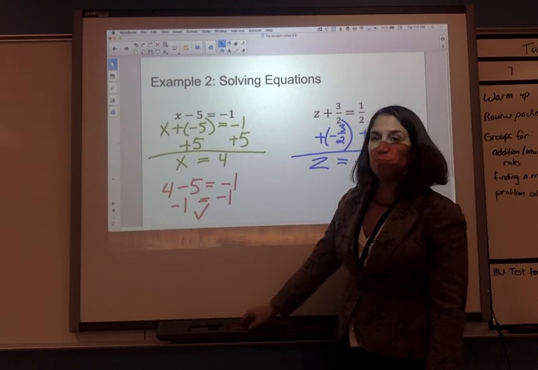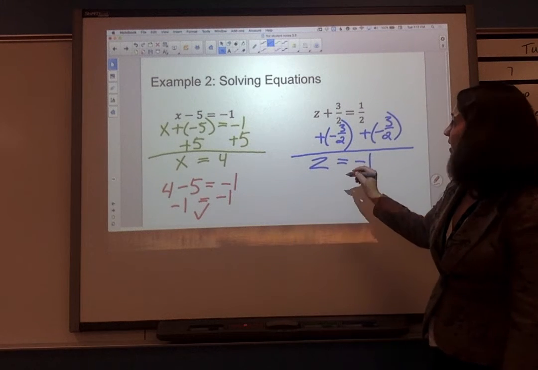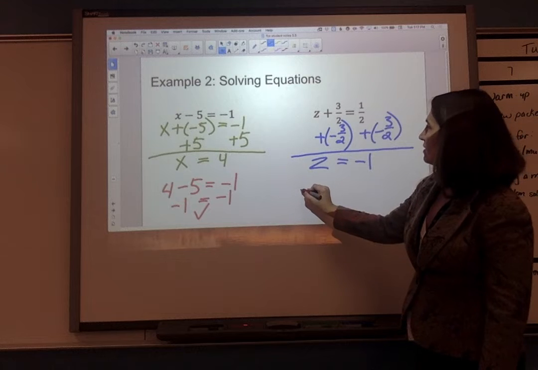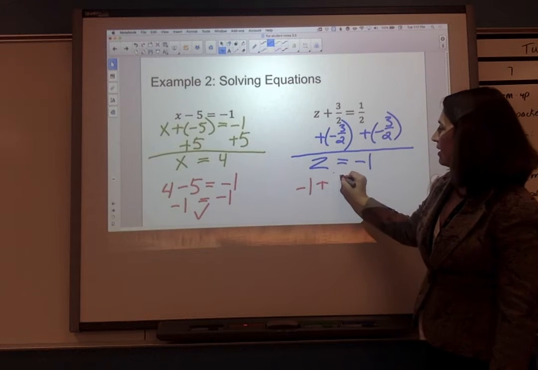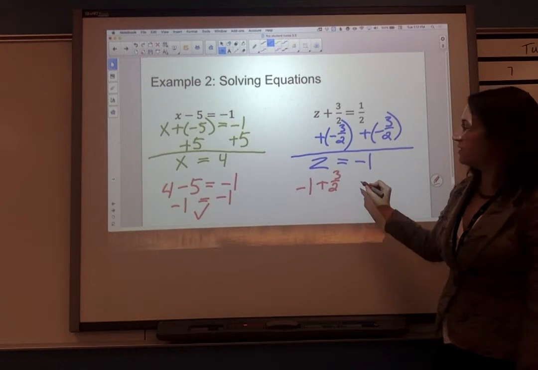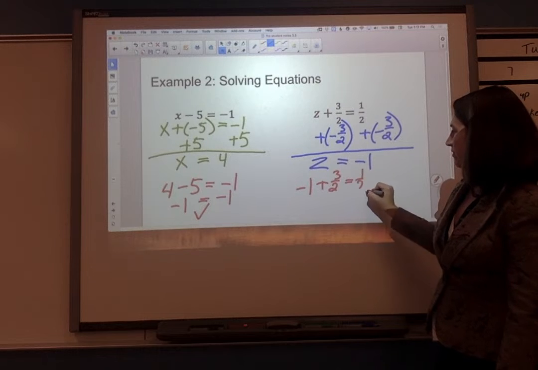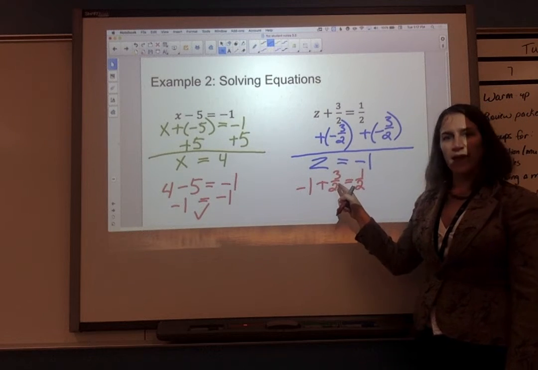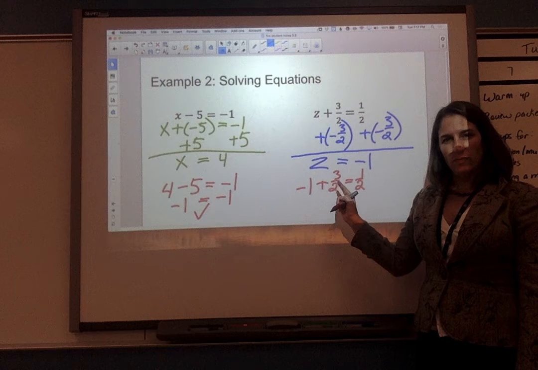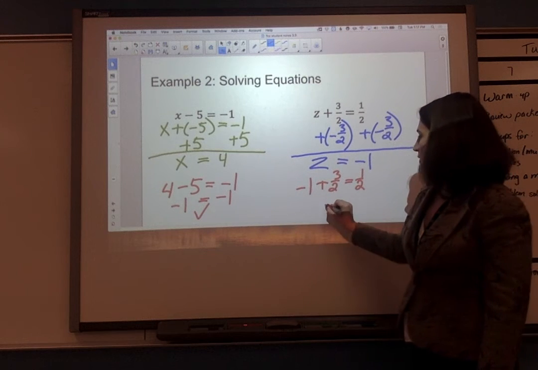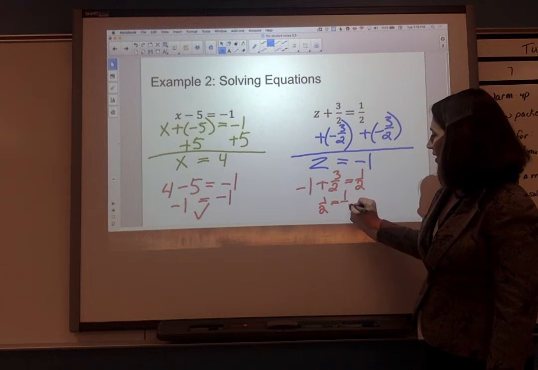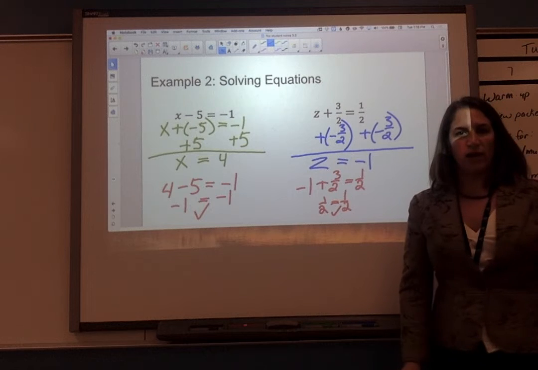We'll go ahead and put this back into the equation to check. So I'll say -1 for z, -1 plus 3/2 equals 1/2. And that's true. 3/2 plus -1 or plus -2/2 would be 1/2. So 1/2 equals 1/2. We know we've got there.